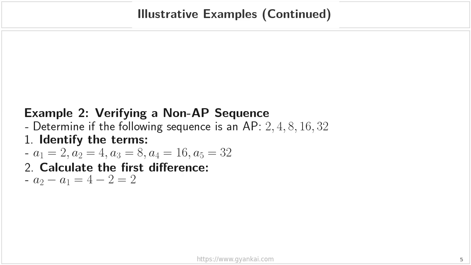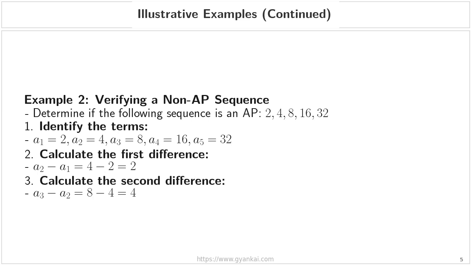We subtract the first term from the second term. That is, a sub 2 minus a sub 1, which gives us 4 minus 2, resulting in a difference of 2. Now, step 3, calculate the second difference. We move to the next pair and subtract the second term from the third term. That is, a sub 3 minus a sub 2, which is 8 minus 4, giving us a difference of 4.